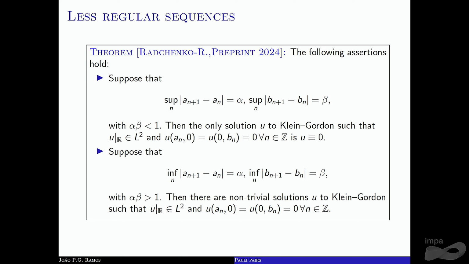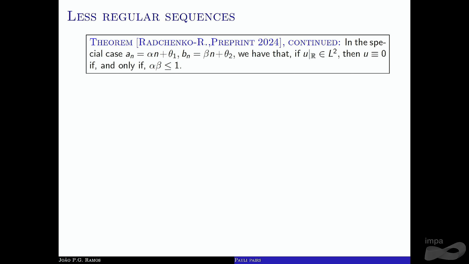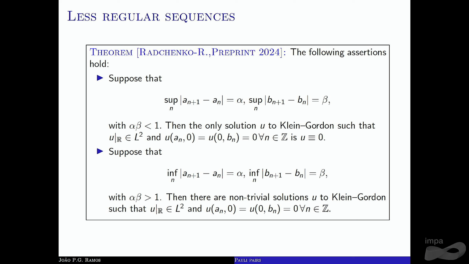Now let's suppose that we have a different control on the spacings, that the spacings are bounded from below, so that the product of these minimal spacings is at least 1. Then we can construct non-trivial solutions to this Klein-Gordon equation that vanish at those points. It's a bit annoying, but necessary in our proof, that we can relax sup and inf to lim sup and lim inf. It's almost a sharp condition, in the sense that for alpha times beta less than 1 something holds, and for alpha times beta greater than 1 something else holds.